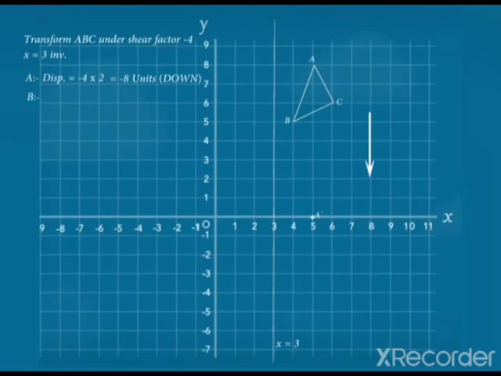Point B. Perpendicular distance from the invariant line is 1 unit. S is -4 and displacement is -4 times 1, giving us -4. So we move 4 units downwards and B prime is here. Finally, point C. Perpendicular distance is 3 units. S is -4, displacement is equal to -4 times 3, which is -12. So we move 12 units downwards. C prime is here. If we join all the 3 points, the transformed figure is A prime, B prime, C prime.